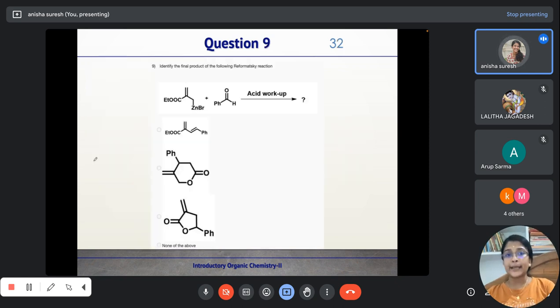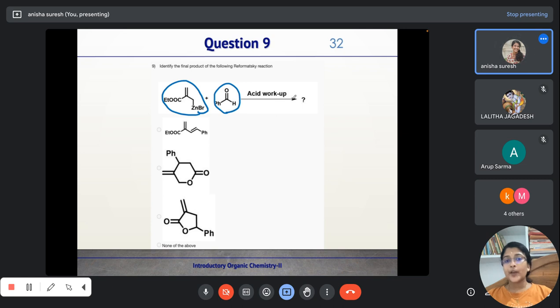Now coming to question number 9. Identify the final product of the following Reformatsky reaction. So the zinc bromide compound is given and an electrophile is given. On acid workup, what will be the product that will be resulting from this reaction? It is a Reformatsky reaction. Reformatsky reaction is normally used for the reaction of alpha halo esters to lead to formation of beta hydroxy compounds. But here this is not alpha, this is a beta compound. So some difference in mechanism is there compared to the classic Reformatsky reaction mechanism.